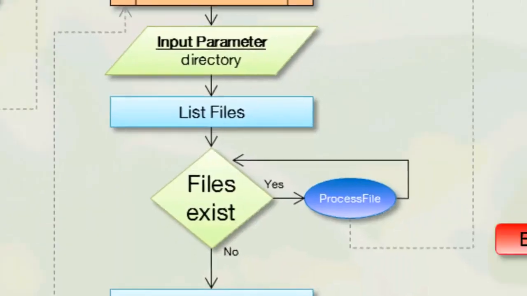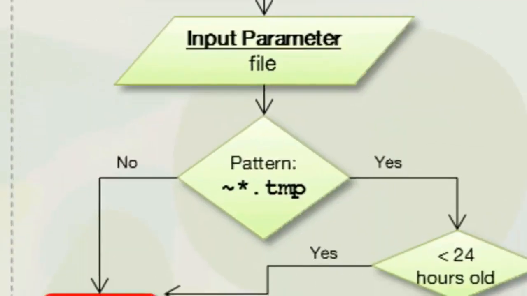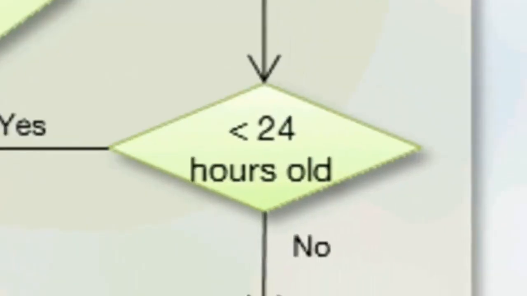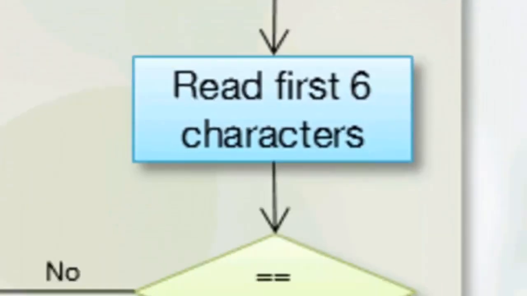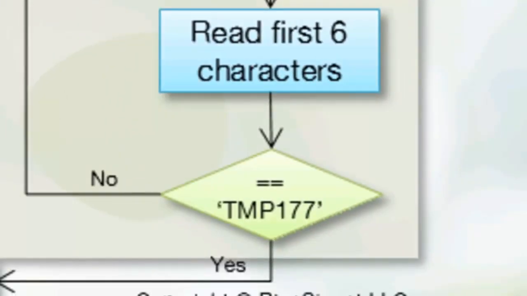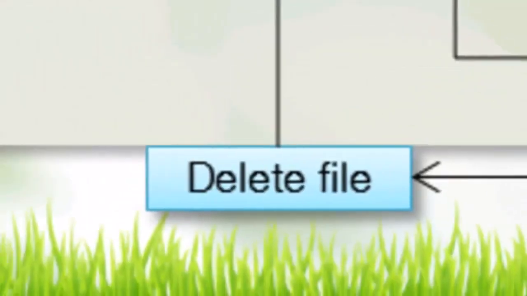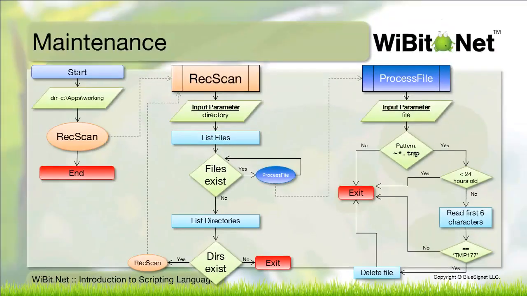If the file exists, we check to see if it meets that pattern, which is the tilde temp. So if it is less than 24 hours old, then exit. Otherwise, read the first 6 characters, and if the first 6 characters equal tmp177, see if it doesn't equal, we'll exit. If it does equal, we'll delete. So you can see, this is a more complicated process.